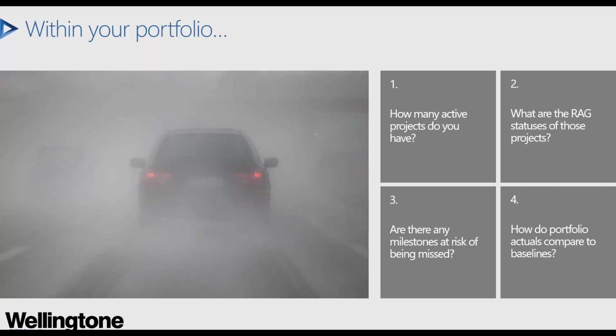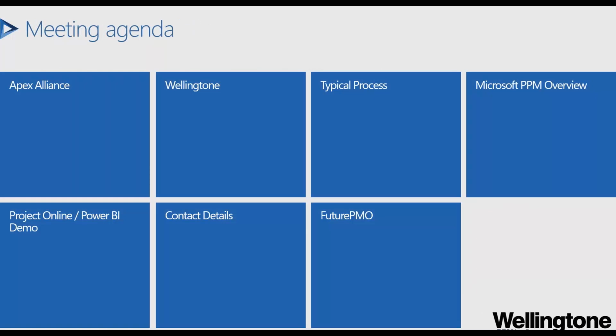So here's the agenda. I'll start with an overview of the Apex Alliance and Wellington before highlighting the typical process of requesting and obtaining visibility. I'll then provide a brief overview of Microsoft PPM before going into a high-level demonstration showcasing how you can enhance portfolio visibility. And at the end, again, as I mentioned earlier, I will be showing my contact details.